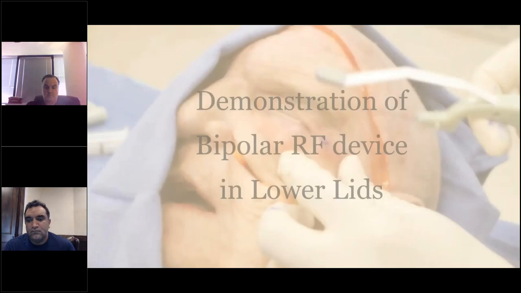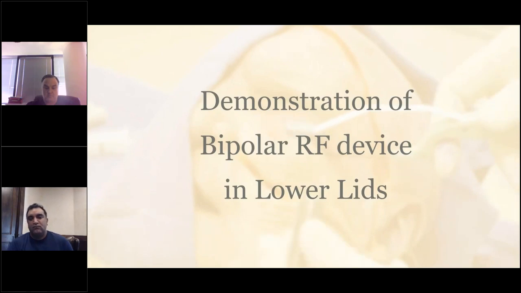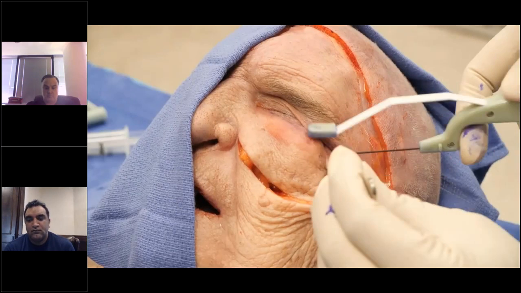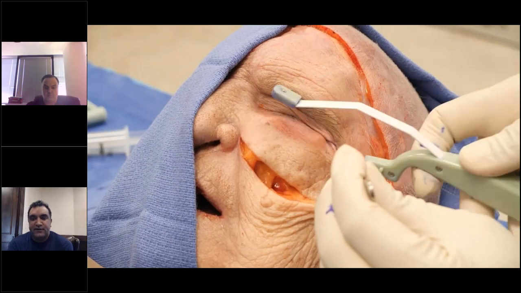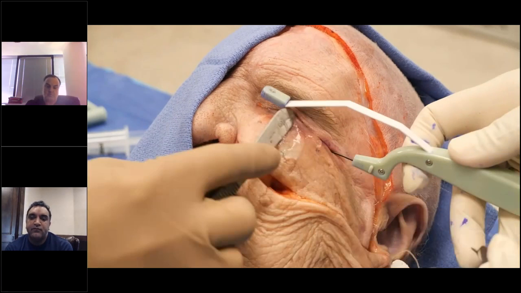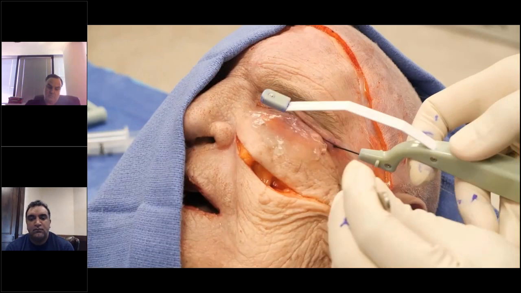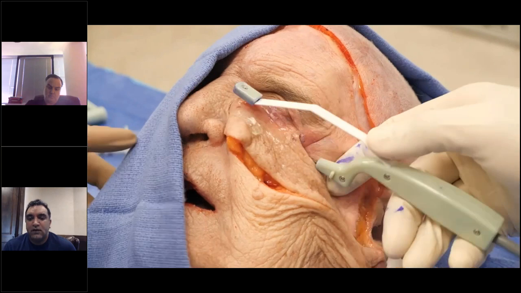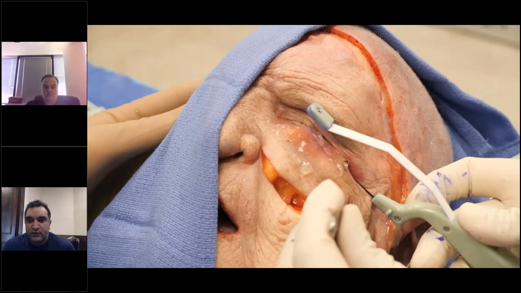So again, we'll enter back in through the same port here. And you'll feel a little pop here as you go through the orbicularis muscle, which is everything just going underneath the skin. Ultrasound gel, sterile ultrasound. And all these videos are online through our resources as well if you want to review them.